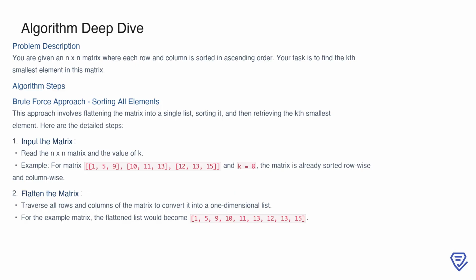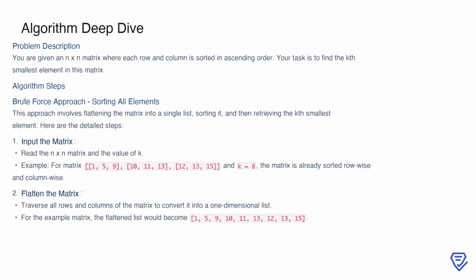Next, we flatten the matrix into a single one-dimensional list. This is done by traversing each row and column, effectively combining all the elements into a single array. For the given matrix, the flattened list becomes 1, 5, 9, 10, 11, 13, 12, 13, 15.